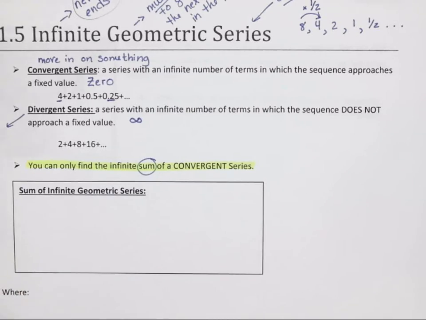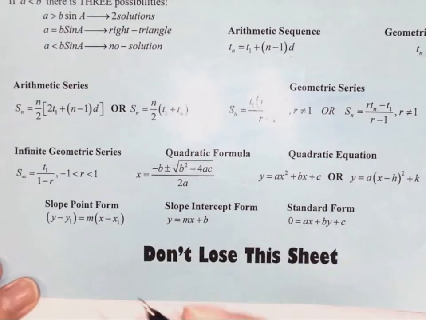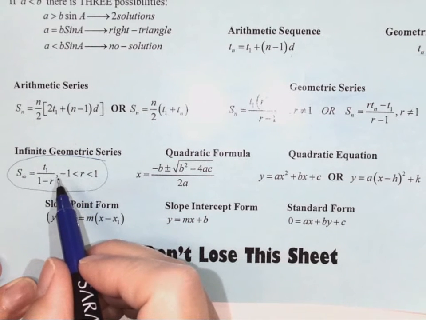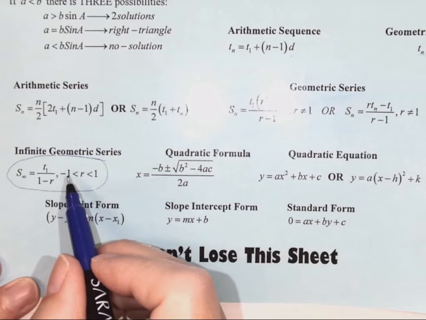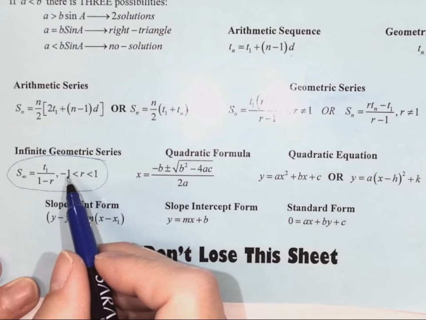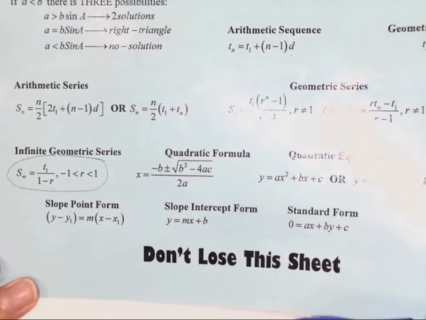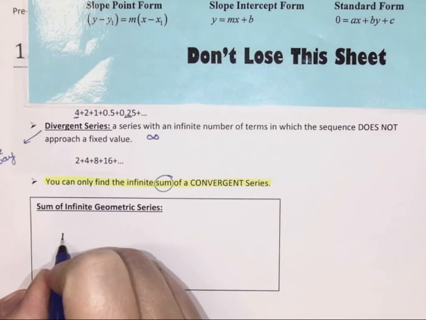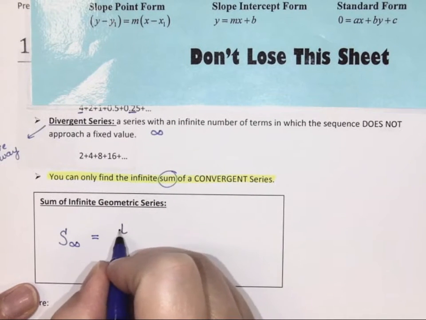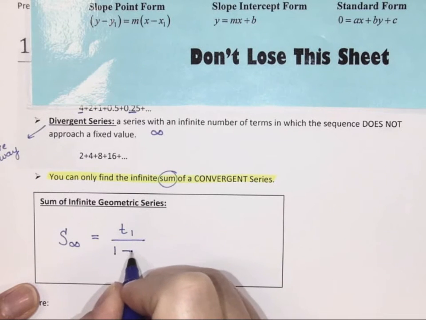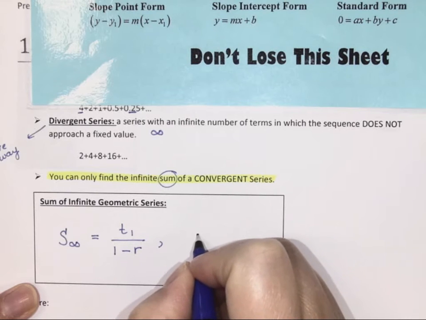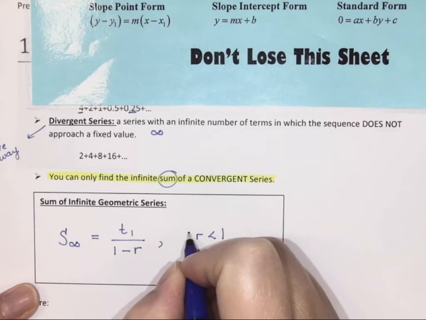All right, if we hop to our formula sheet, there's only one option for geometric series. Remember, anything after the comma is just the restriction. It's saying r has to be between 1 and -1, so really those are all the fractions. So I'm going to write that out. The sum of the infinite series is equal to T1 divided by 1 minus r, where r has to be less than 1 but greater than -1.